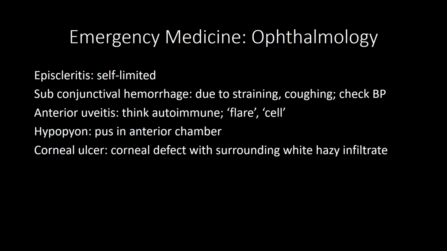Subconjunctival hemorrhage is due to sneezing, coughing, straining, any sort of trauma. You want to check the blood pressure and evaluate for a bleeding disorder. You want to refer if the pain develops. Otherwise, there's no treatment. Anterior uveitis, also known as iritis, causes include infectious, post-traumatic, autoimmune.